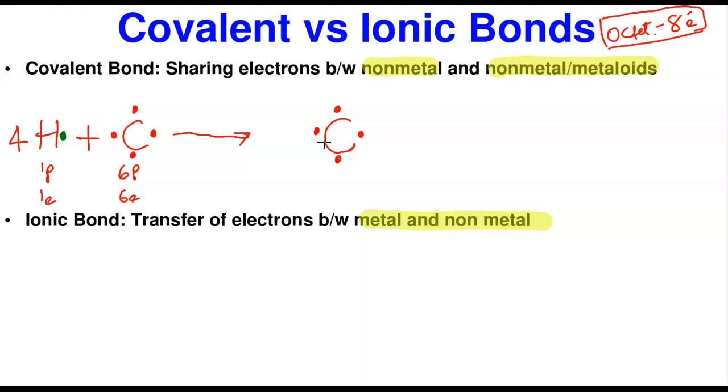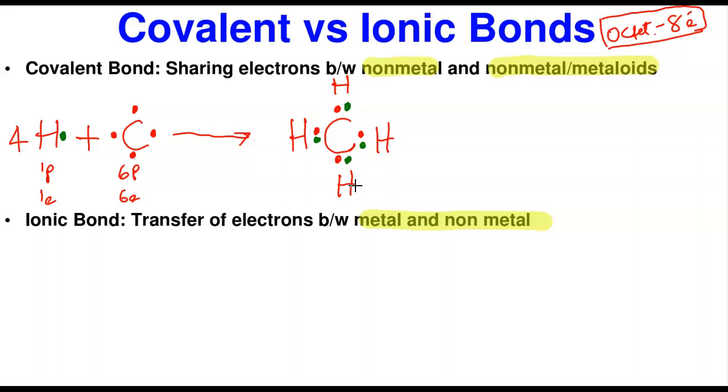Each of them will come in. One will share 1 electron with carbon, another will share 1 with carbon, another will share 1 with carbon, and another will share 1 with carbon. Look at what is happening here now. So if my hydrogen is here, my hydrogen is here, my hydrogen is here, my hydrogen is here.